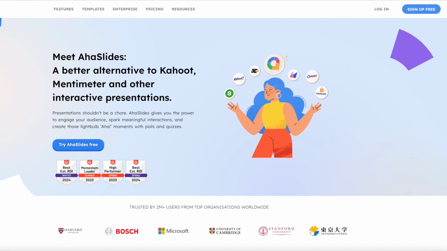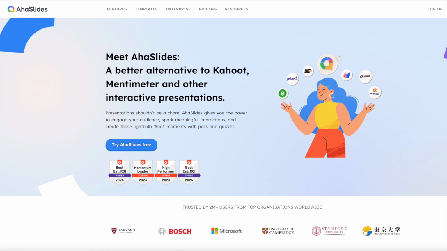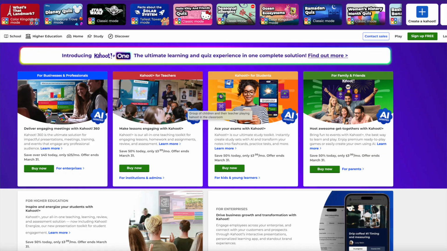AHA Slides is an internet-based interactive presentation tool. There are others, and I'm not sponsored by AHA Slides at all. Another good tool is Kahoot, but I've gone with AHA Slides as they are relatively cheaper and allow more people to participate. YouTube is an internet-based video sharing tool, but of course you know all about that already.